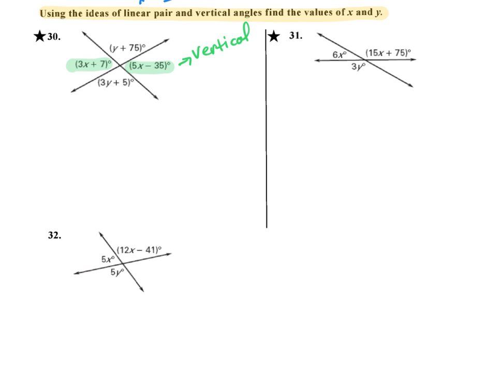And when we have vertical angles, I know that those are equal to each other. So I'm going to write 3x plus 7 equals 5x minus 35. So when I solve this, I'm going to move the smaller x with the larger x by subtraction.